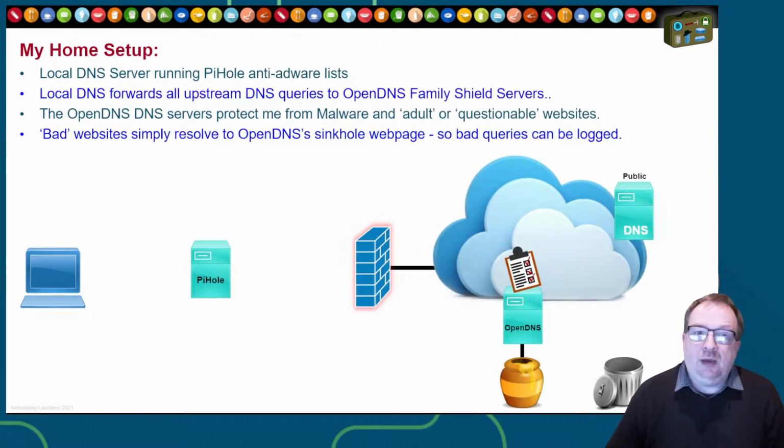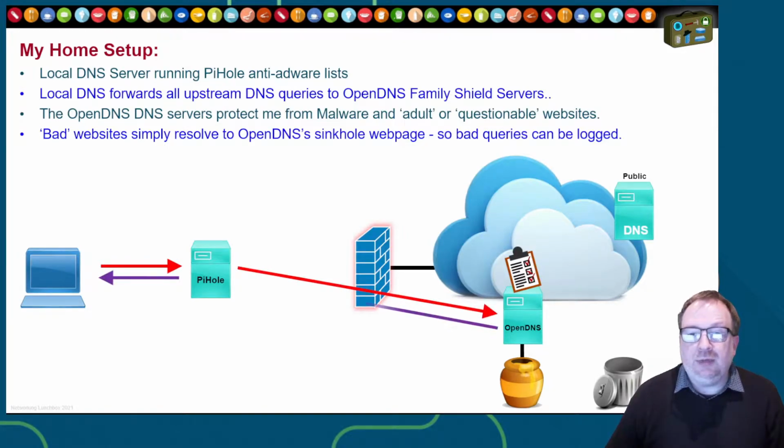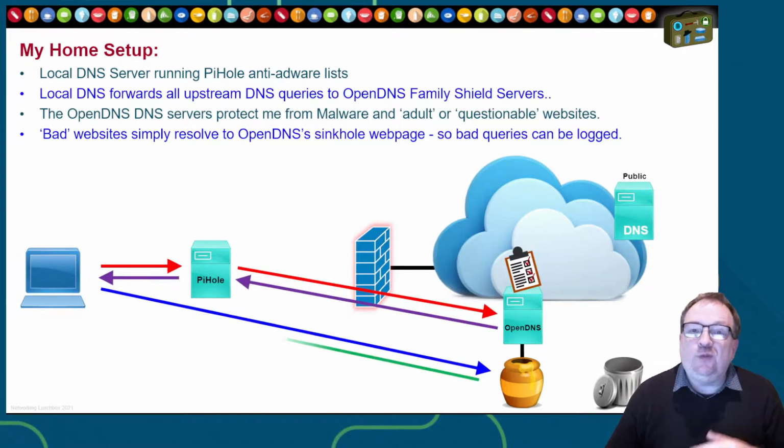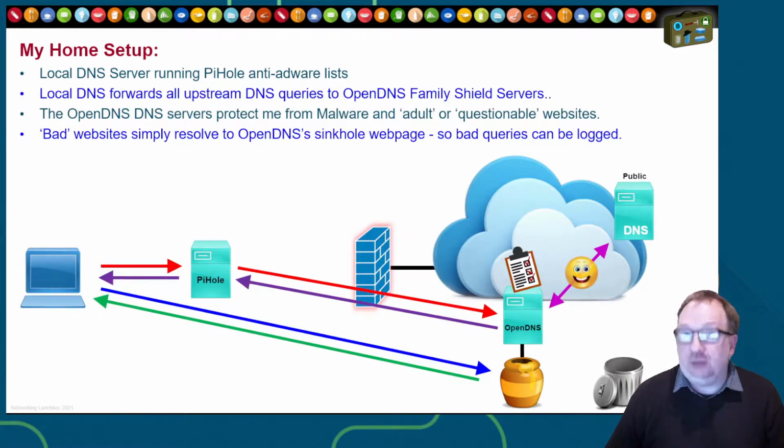So this is my actual home setup. I'm using a Raspberry Pi with PiHole software running, and that is full of lists for advertising. So already my local DNS queries are checked for advertising. And if they're not, then my local DNS server forwards on to OpenDNS, also known as Cisco Umbrella.